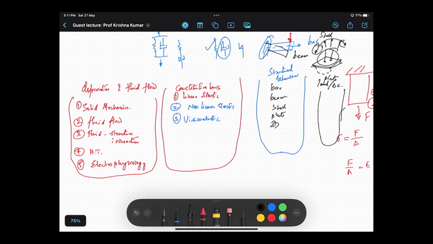Hey, I've given you these four. I know the force. I've given you where it is going to take the reaction point. I know how the material behaves. I know it is just a solid mechanics problem, and I have given you that it behaves like a shell. Now tell me, what is the strain? That is what engineering gives you back.